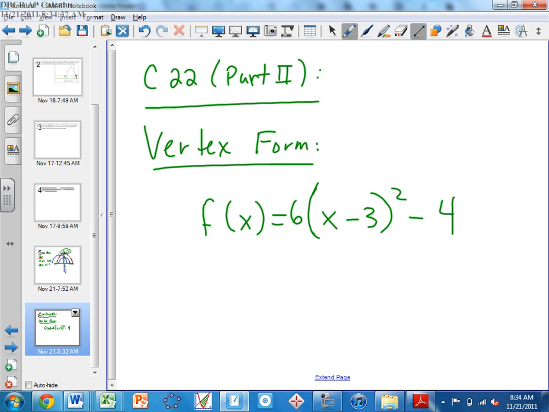This problem is a lot easier actually than it looks. If I want the x-intercept or the root, what must I always do? Set y to 0.